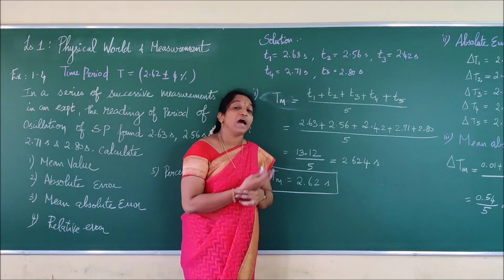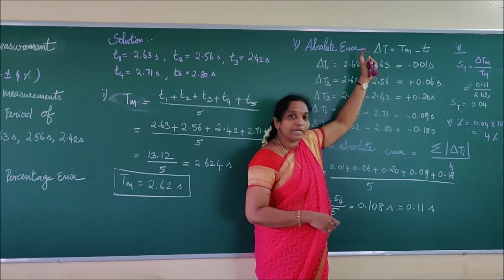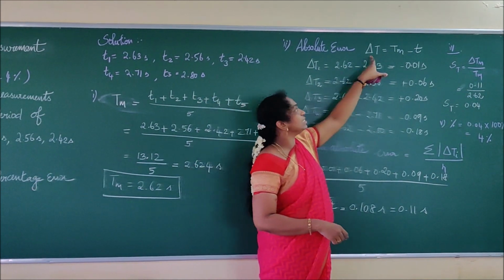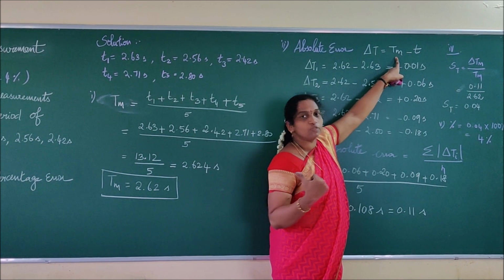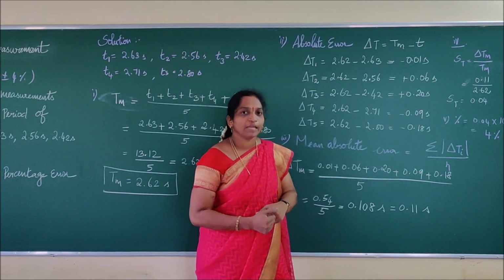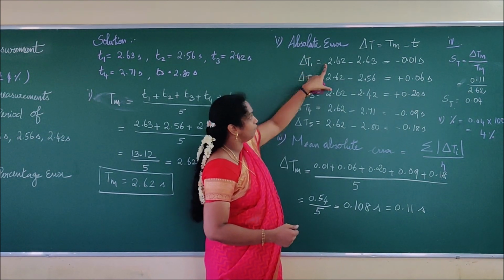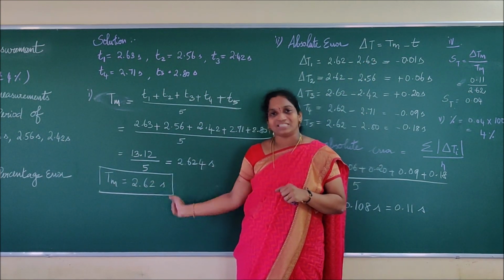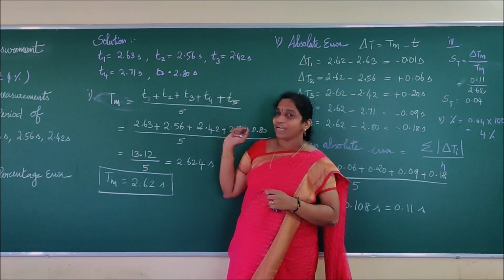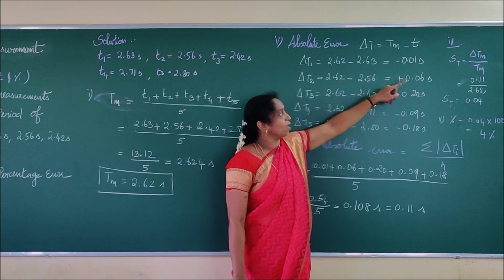Now we are going to find the absolute error. The absolute error can be written as a formula: del T will be equal to the true value minus the individual time value. So del T stands for absolute error, and T mean stands for the mean value, minus the individual time period. That is the formula for calculating the absolute error. So del T1 will be equal to the true value we measured here, 2.62, minus the first time period, which is given as 2.63. It is 2.62 minus 2.63. The answer is minus 0.01 second.